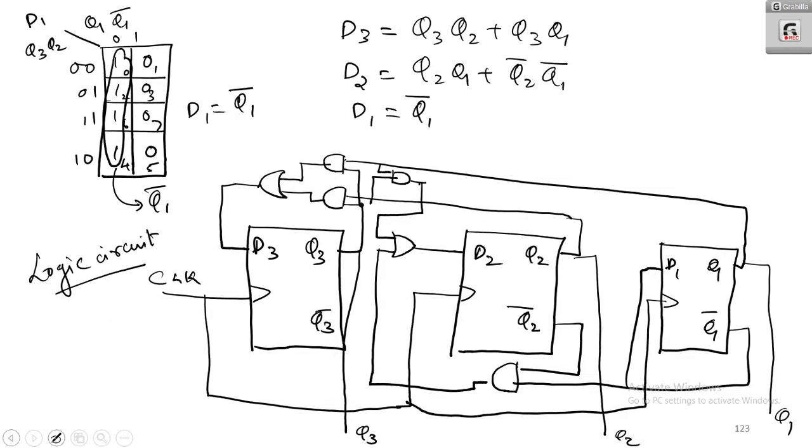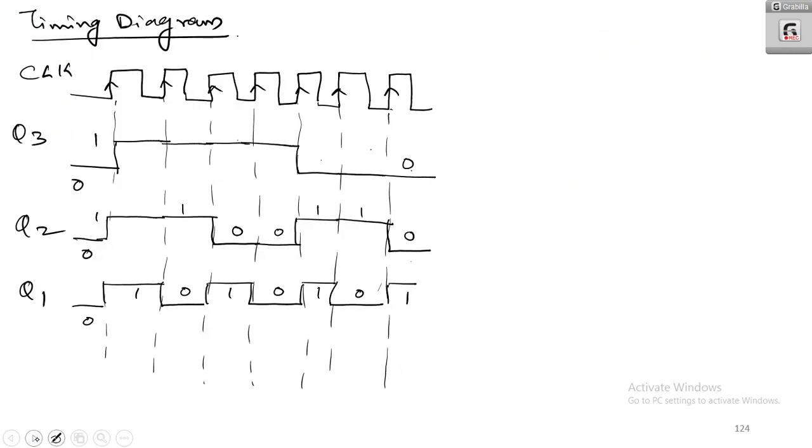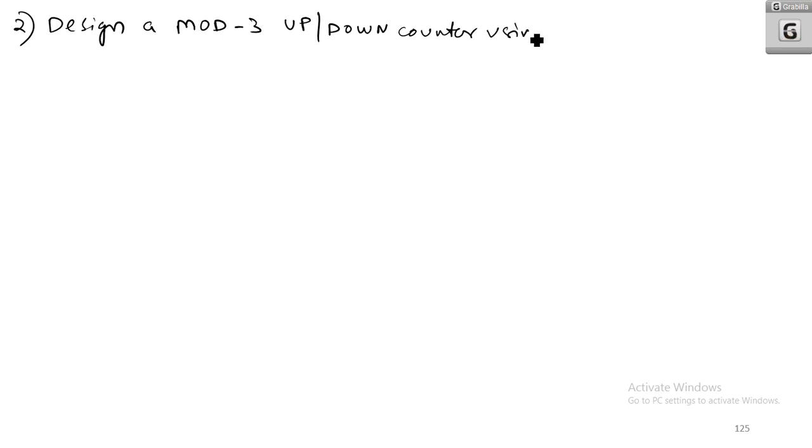Okay. Now coming to the next question of the structure, that is the second question: design a mode 3 up/down counter using T flip-flop. So in the question it is mentioned that you have to use a T flip-flop, and also it is an up down counter.